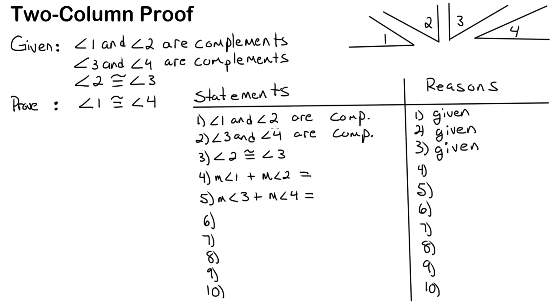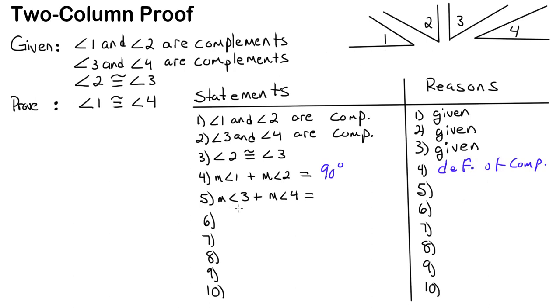Statement number 1, angle 1 and angle 2 are complementary, that is given. Statement 2, angle 3 and angle 4 are complementary, that is given. Statement 3, angle 2 is congruent to angle 3, that is given. So, statement 4, the measure of angle 1 plus the measure of angle 2 equals what? Well, if they're complementary, we know that that sum is 90 degrees. And our reason would be the definition of complementary angles. I don't have that room, so I'm just going to put def of comp. Hopefully you understand what that means.